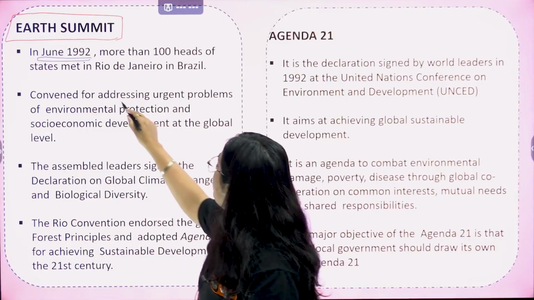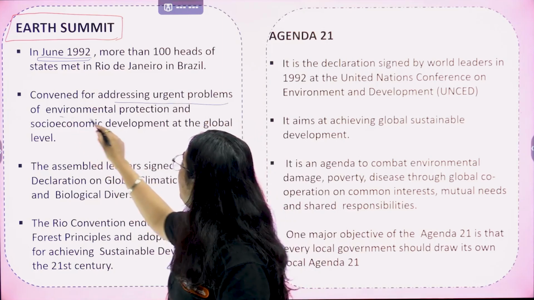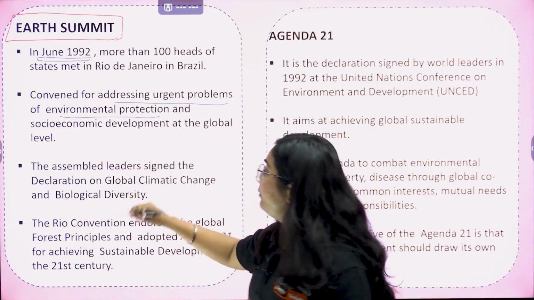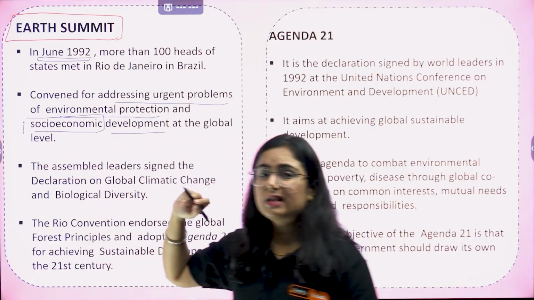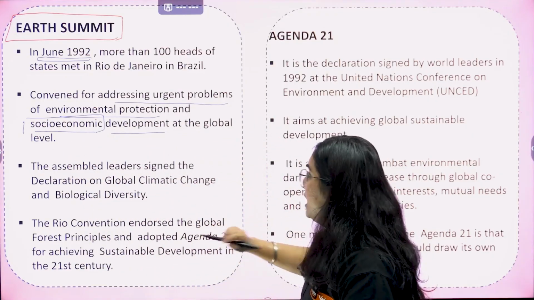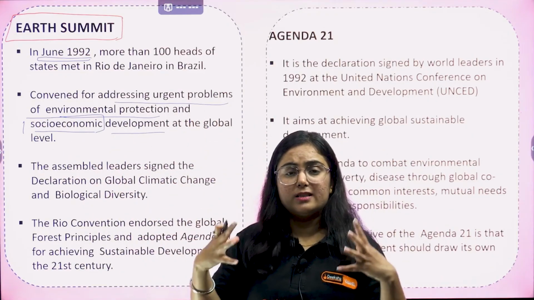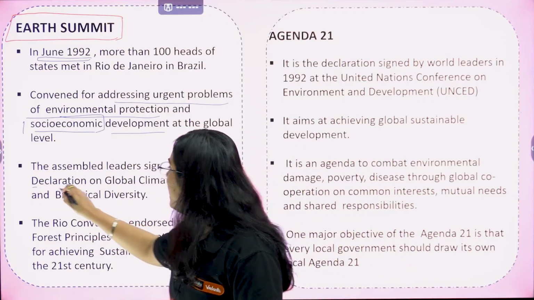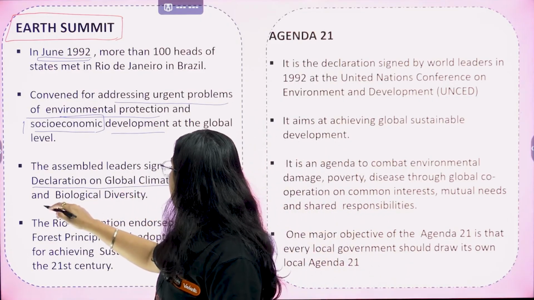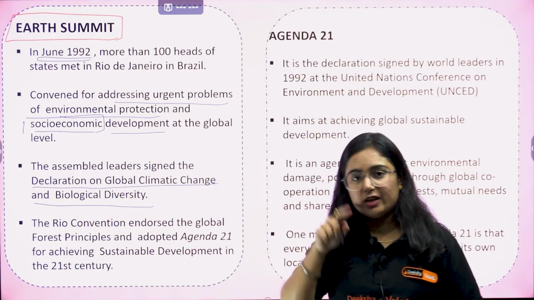We need to address the urgent problem of environmental degradation so that we can do development in which social and economic factors are not degraded. Okay, so this was it. Assembled leaders came together and signed a declaration. That declaration is known as the Declaration on Global Climate Change and Biological Diversity.